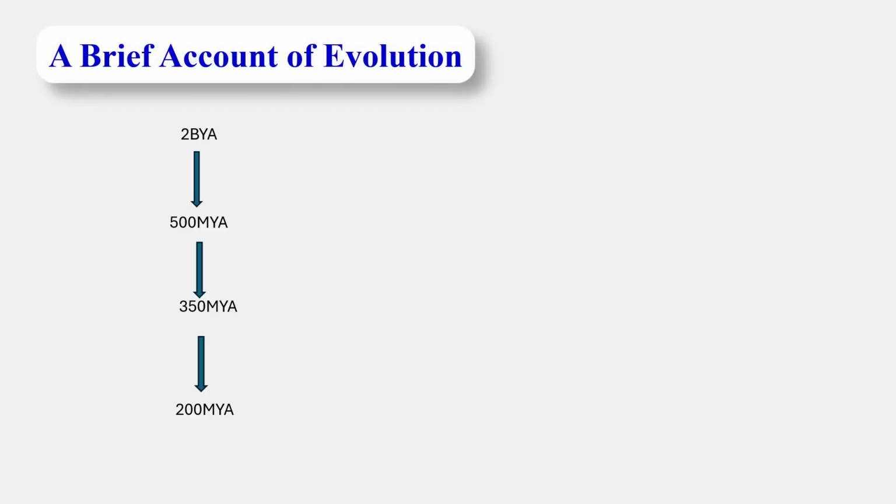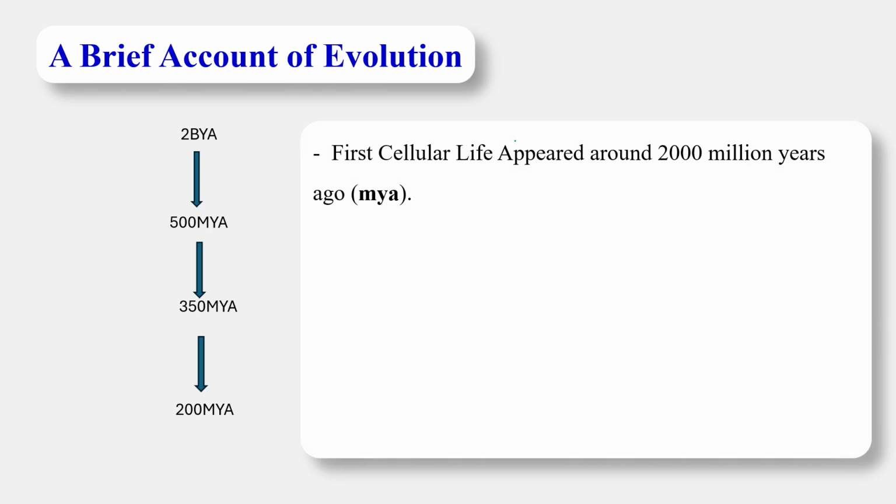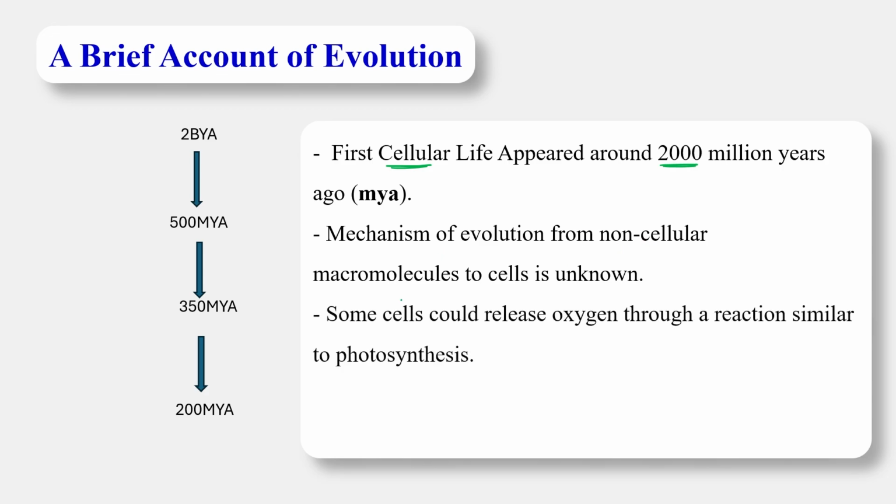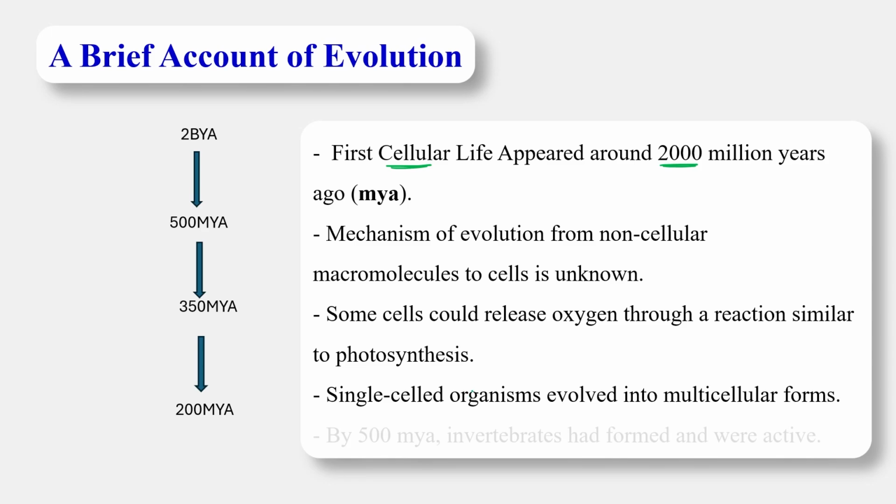Now let's discuss a brief account of evolution. As we have already discussed in part 1, the first cellular life appeared around 2000 million years ago, and the mechanism of evolution from non-cellular macromolecules to cells is still unknown. But some cells could release oxygen through a reaction similar to photosynthesis, and this is how single-celled organisms evolved into multicellular forms.